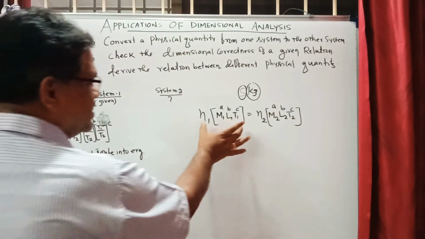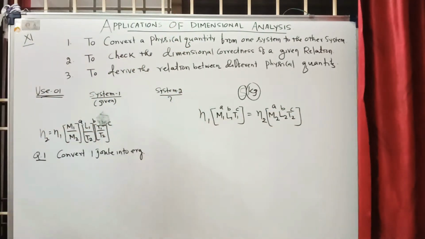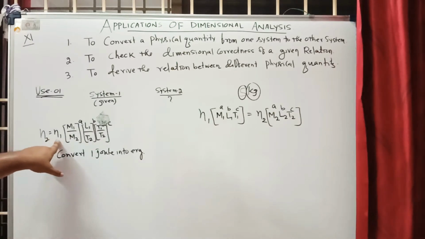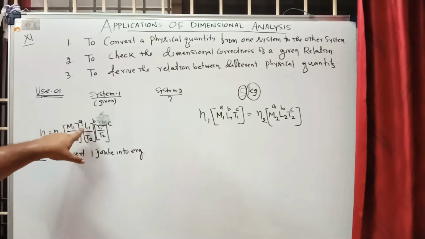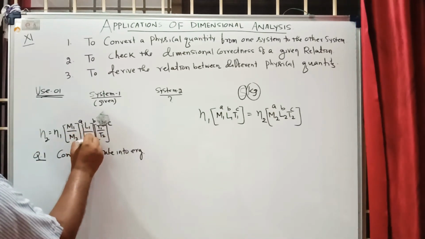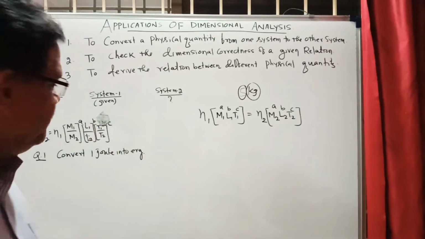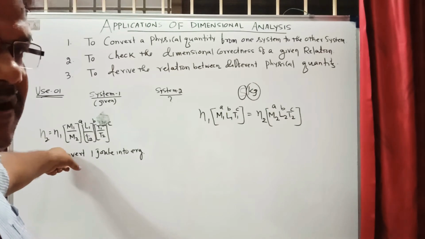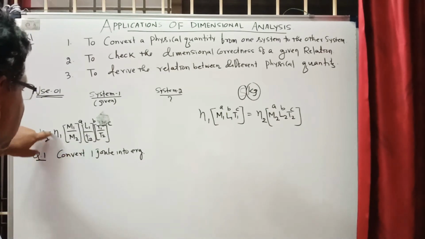Both the equations are the same when you are converting, and you get the formula n2 equals n1 into (m1 upon m2) to the power a, (l1 upon l2) to the power b, and (t1 upon t2) to the power c. This is the formula. You have to use that formula and you can find these values.